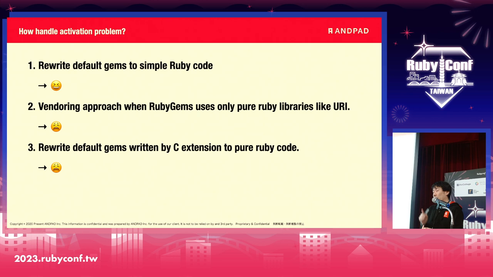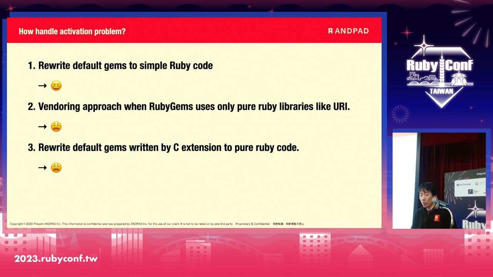As a third approach, if RubyGems and Bundler require the use of C extensions such as the digest or JSON library, we must rewrite them in Ruby code in Bundler. So it's the hardest way for RubyGems and Bundler.